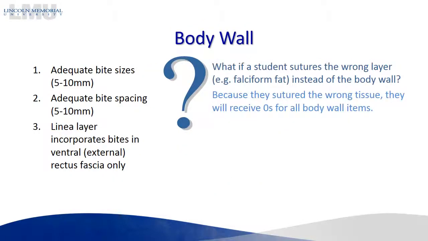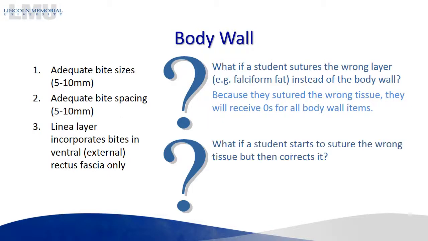A couple common mistakes and common questions that might arise as we're evaluating the body wall is, what if the student sutures the wrong layer? In other words, they may have mistaken falciform fat for body wall and sutured that instead. Because they sutured just plain the wrong tissue, they're going to receive zeros for those body wall items. You can't acceptably close the body wall if you simply aren't suturing the body wall.